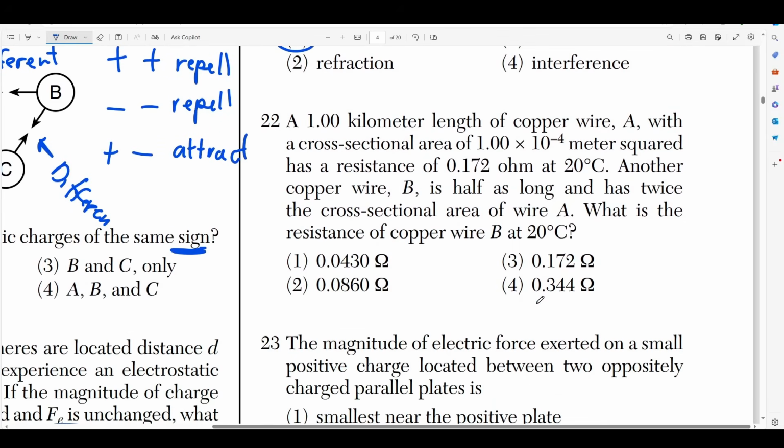So number 22 says that a 1 kilometer length of copper wire A with a cross-sectional area of 1.0 times 10 to the negative 4 meters squared has a resistance of 1.72 ohms at 20 Celsius. Another copper wire B is half as long and has twice the cross-sectional area of wire A. What is the resistance of copper wire B at 20 degrees Celsius? So what's the difference between B and A? B is half as long and twice the area. So if it's half as long, it's 500 meters, right? And it has twice the cross-sectional area, so it's going to be 2.00 times 10 to the negative 4.